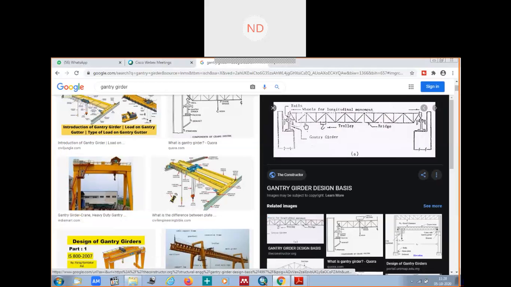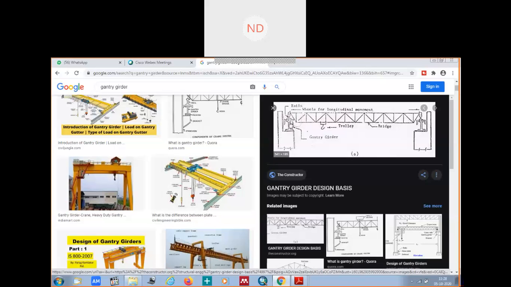So you see here, this is your gantry girder. Above that we have the rail section. If you see in this figure, this portion is your gantry girder. Above the gantry girder is the rail section which is moving in this way from here to here. These two are the rail sections which are moving from here to here.